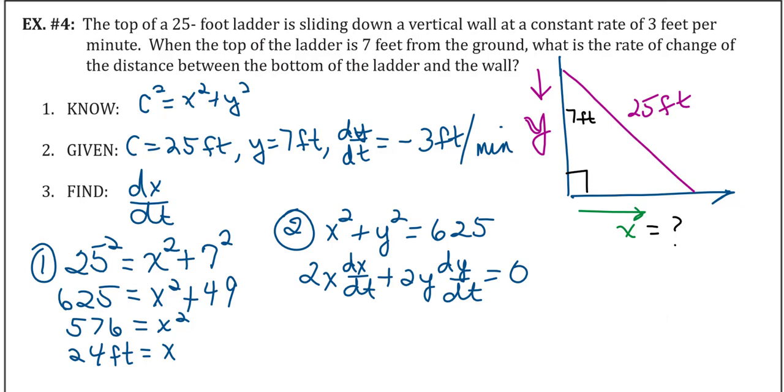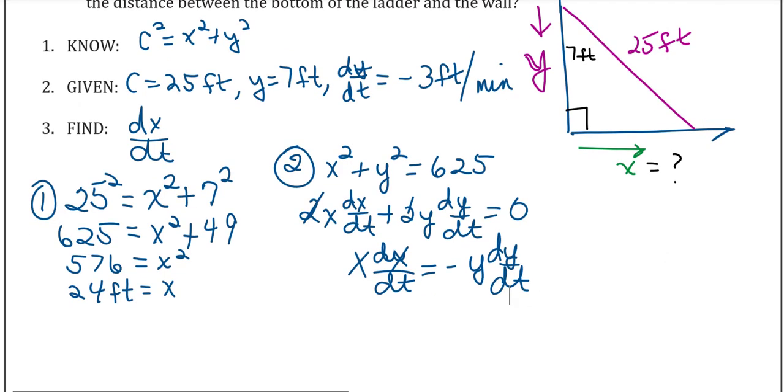Solving this for dx/dt, I can get rid of those 2's. Actually, let me do it the other way because I'm solving for dx/dt. So I'm going to have x dx/dt is going to equal -y dy/dt. And so then dividing both sides by x, I have dx/dt is going to equal -y over x times dy/dt.